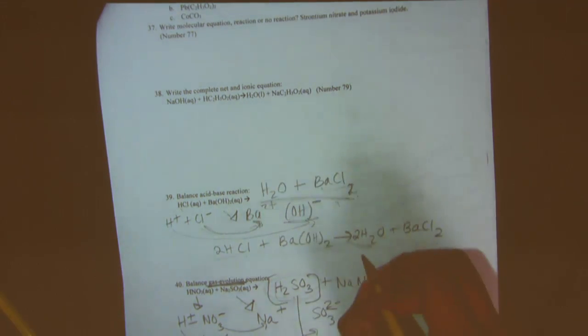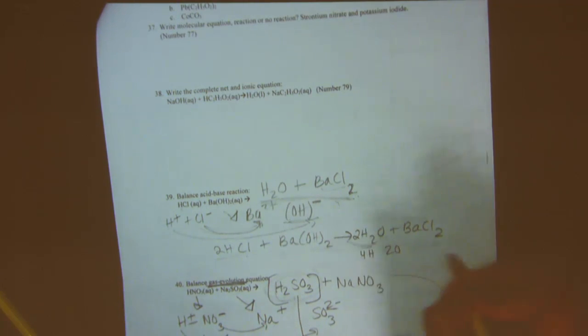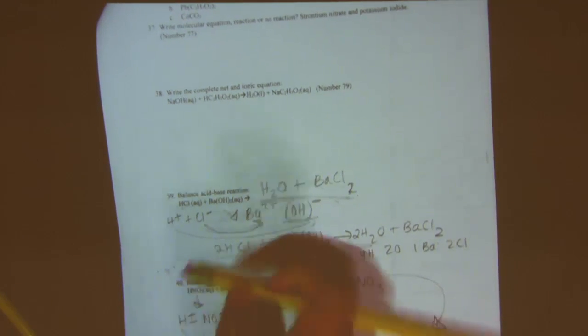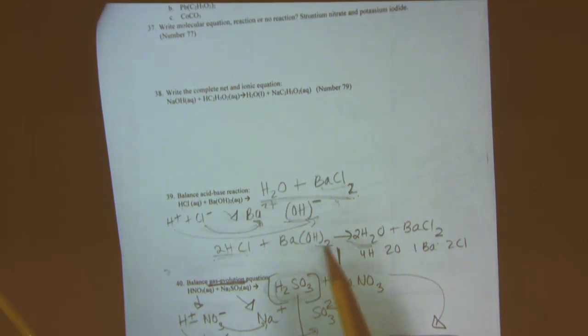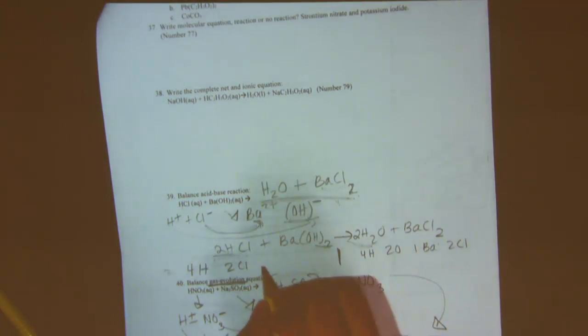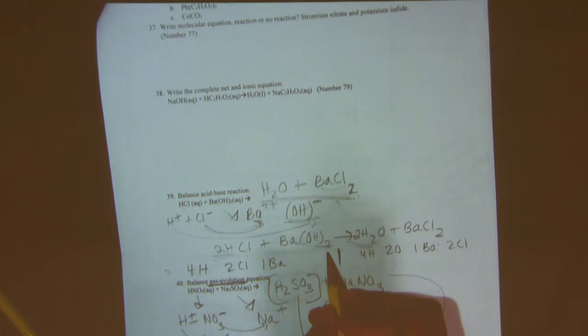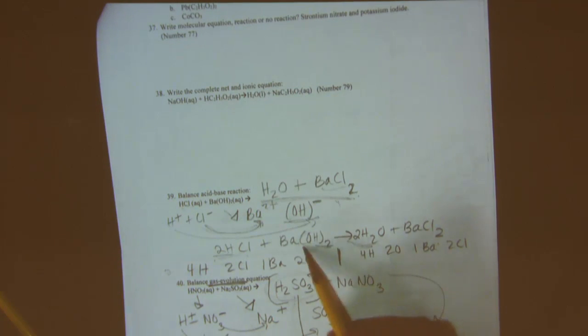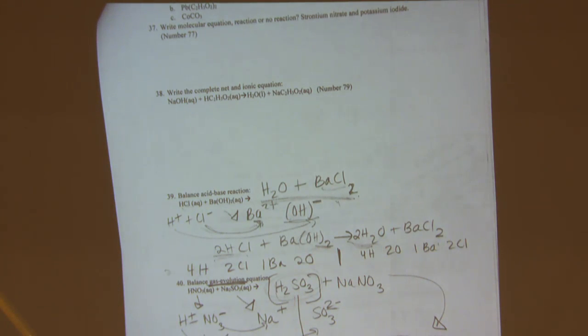So now I have 4 hydrogens on this side, 2 oxygens, 1 Ba, and 2 Cl, right? Let's look on this side. I have 2 hydrogens, but I also have 2 hydrogens here, so I'd have 4 hydrogens, 2 Cl, 1 Ba, and 2 oxygens. So even though this is a polyatomic ion, I broke it down into its oxygen and hydrogen value, because when you're focusing on balancing the equation, you're really focusing on the element itself, okay? So does that click for everyone?